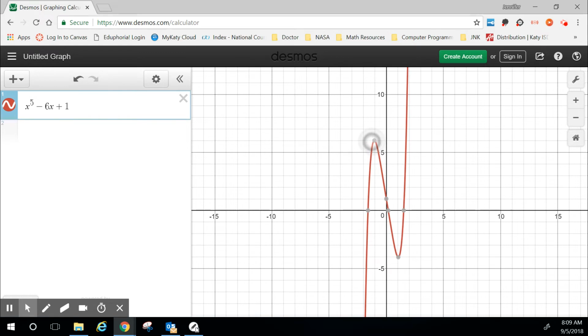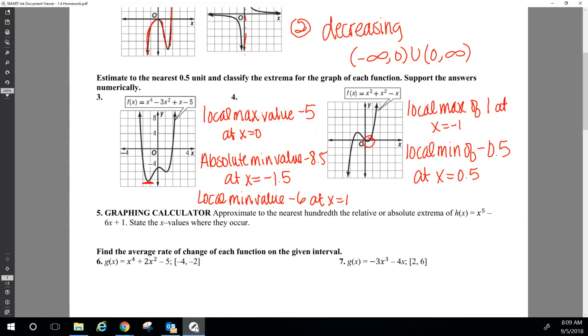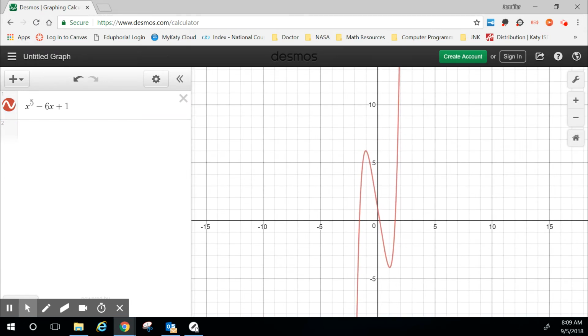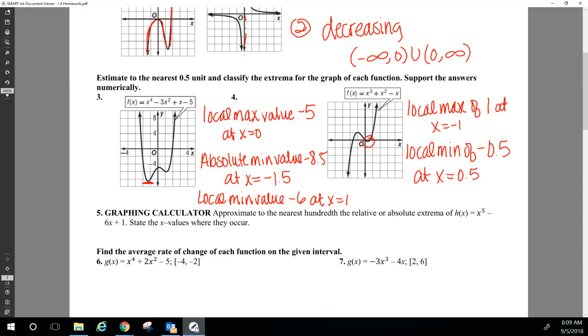My top point up here. Where did we go? What does that look like? -1, 6. So I've got -1, 6 and then 1, -4. So that means we have, and notice on this graph, it goes down to -30, up to positive infinity. So no absolute max or min. We've got a local maximum here at -1, 6. So I have a local max of 6 at x equals -1.